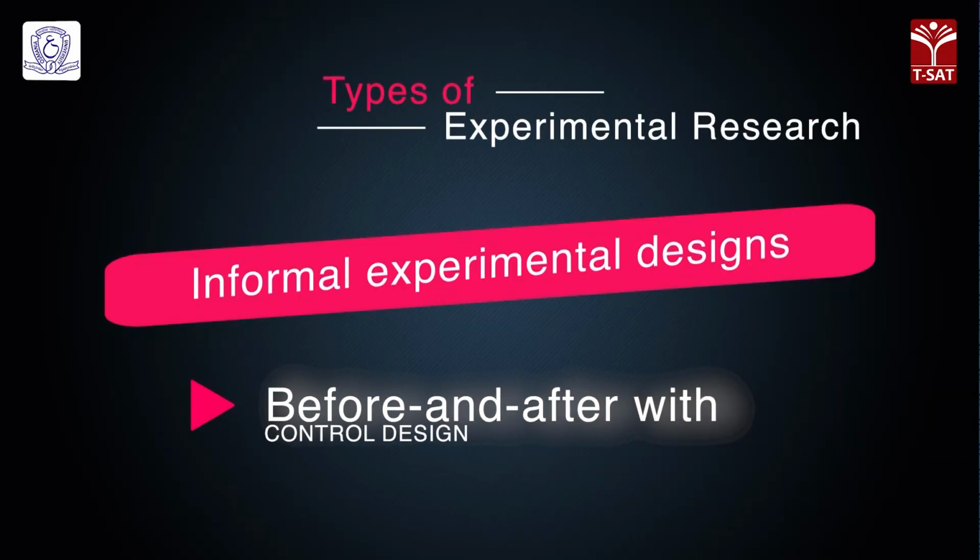And the third one is before and after with control design. In this design, two areas are selected and the dependent variable is measured in both the areas for an identical time period before the treatment. Then the treatment is introduced into the test area only and the dependent variable is measured in both for an identical time period after the introduction of the treatment. For example, two groups of patient areas, one before treatment and the other group without treatment, will be measured.